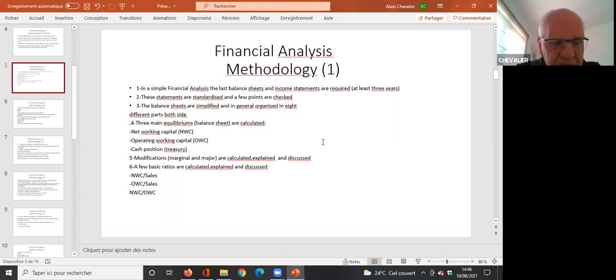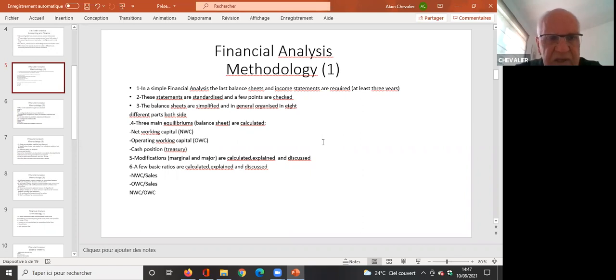What we do, of course, is point 5. We make the calculations, and we are mainly interested by the changes, by the modifications, and very often they are marginal and not of great importance for the diagnosis, but in some cases you have major modifications, and in that case they are calculated, explained, and discussed, because it can be because a new risk has been incorporated by the firm, or because on the contrary they have sold a new product which is very profitable.